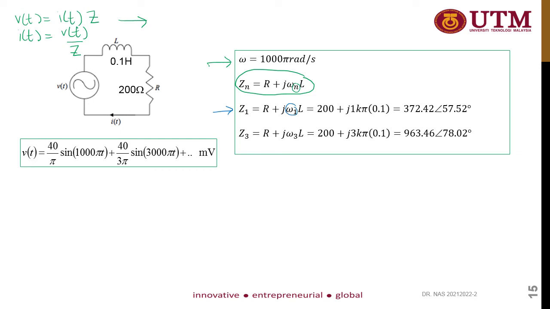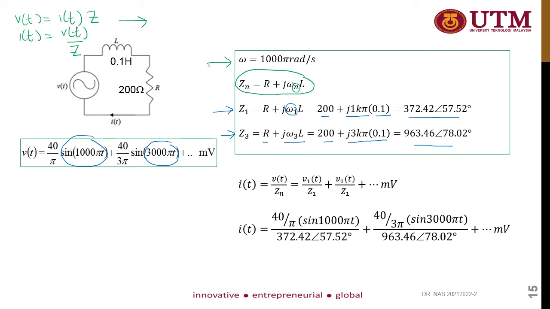Okay, so in this case, Z1 is equal to R plus j omega 1 L. This is for the first harmonic, omega 1. So 200 is your R plus this is your omega L. Okay, and then convert this equation into polar form. Next, for Z3, for the third harmonic, R plus j omega 3 L, so your R is 200 plus j omega 3, in this case 3000, multiplied with L. So you get this equation.